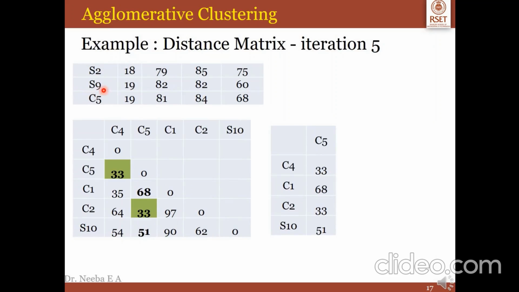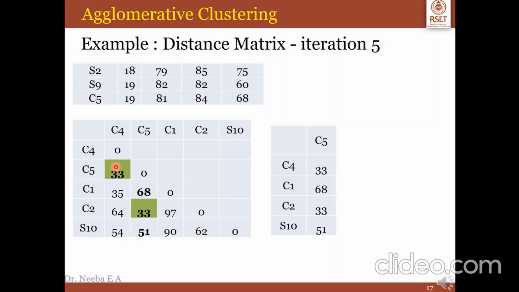In iteration 5, we are combining S2 and S9, getting cluster 5. The distances between the other objects and cluster 5 are calculated and the distance matrix is created. Now we can see that the distance matrix is getting smaller and smaller as all the objects are combined and new clusters are formed. Now in this we can see another phenomenon, that we have two similar values.